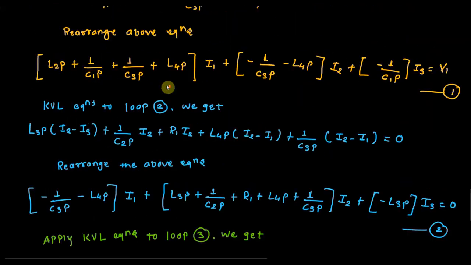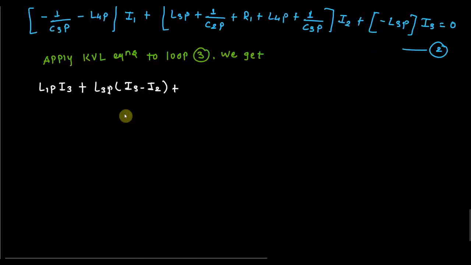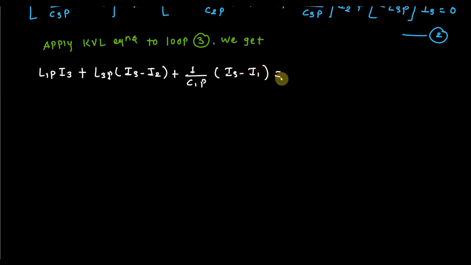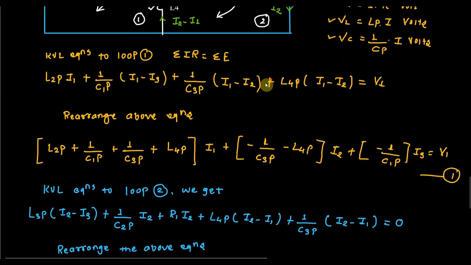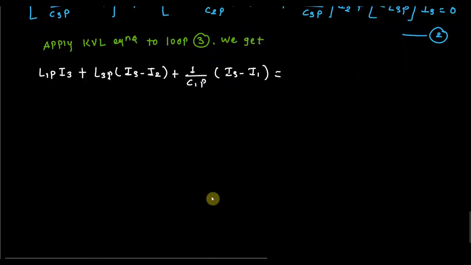Plus. There is one more element, capacitor. So it is 1 upon C1P (I3 minus I1). Okay, so we have written there are three elements, and the last one is EMF. So for the EMF, when you follow the clockwise direction, the negative plate will become positive. So definitely it is a voltage rise, and when there is a voltage rise, we have to take it as positive V2. So this is the KVL equation we have written for the third loop.